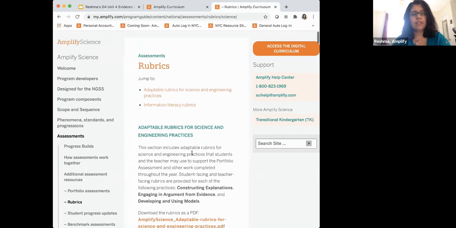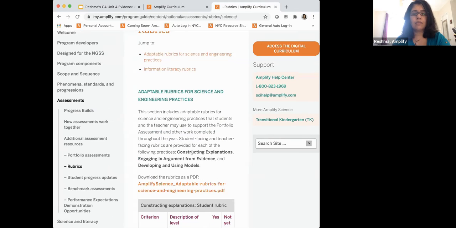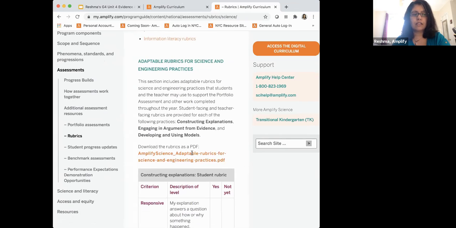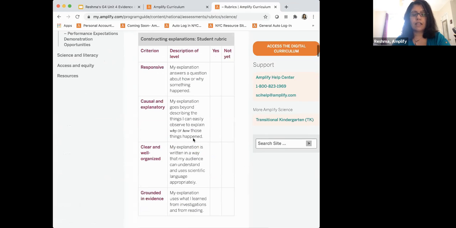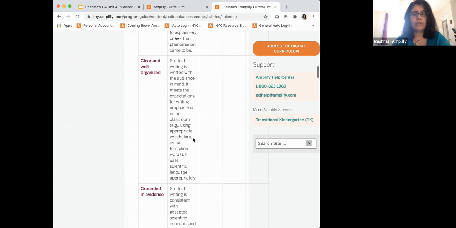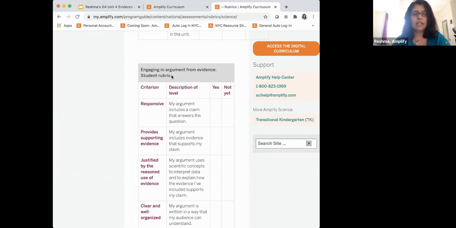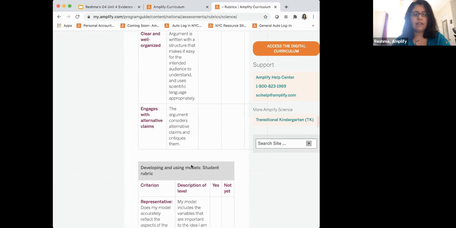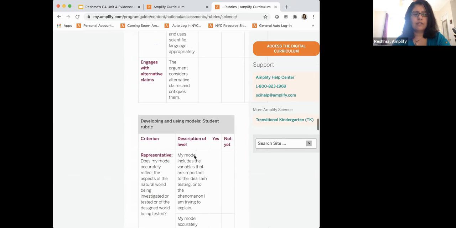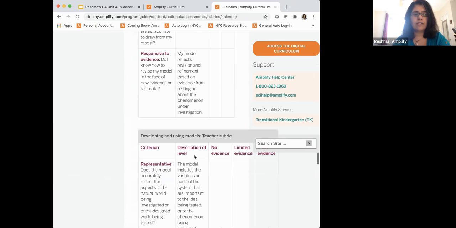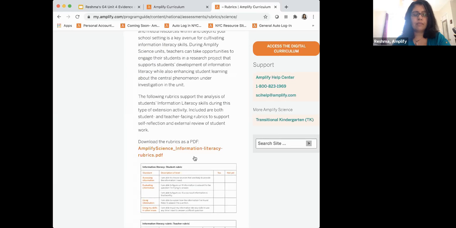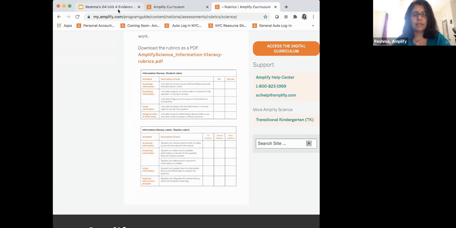Once you get here, there are various downloadable rubrics aligned to science and engineering practices. The first one is constructing explanations, both student and teacher facing. The next one is engaging in argument from evidence, both student facing and teacher facing. Then we have developing and using models, student facing and teacher facing. And then we have an information literacy rubric.